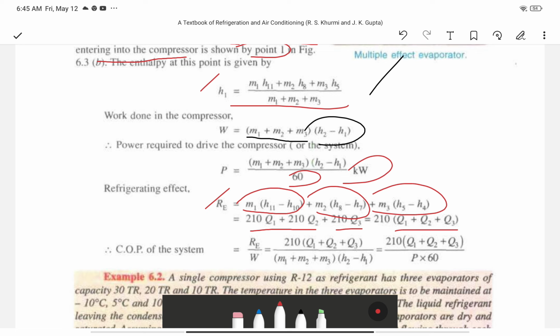And then RA divided by W, you will have this, depending on the given. If the given is P, the power required to drive the compressor, you have this.